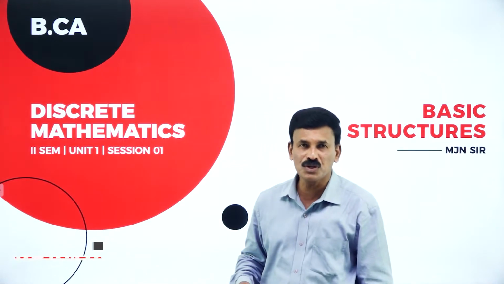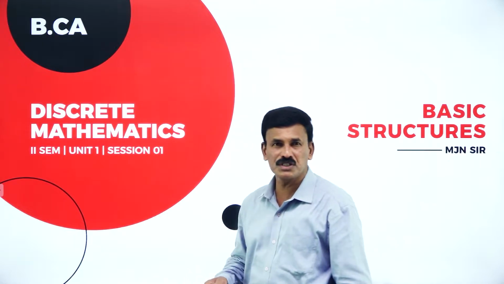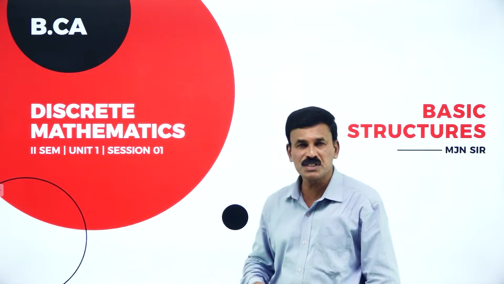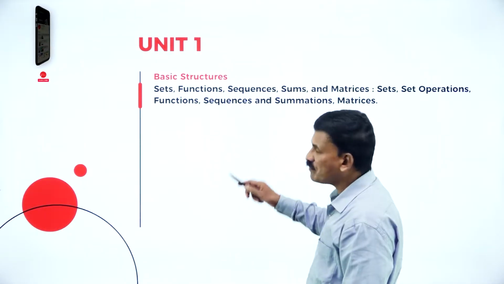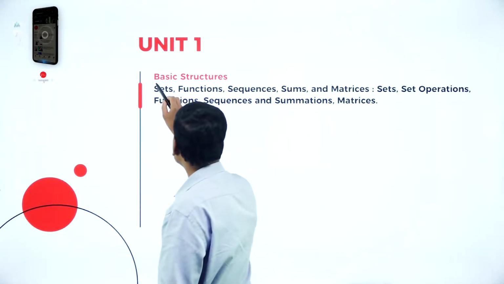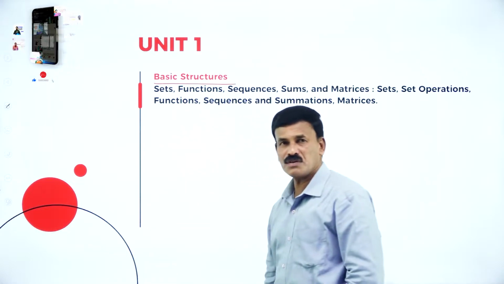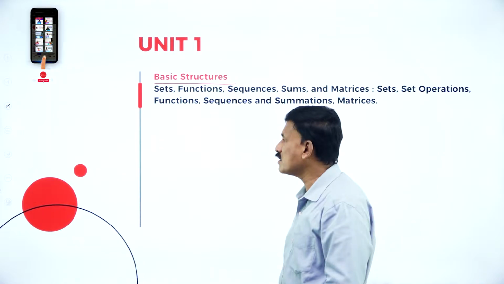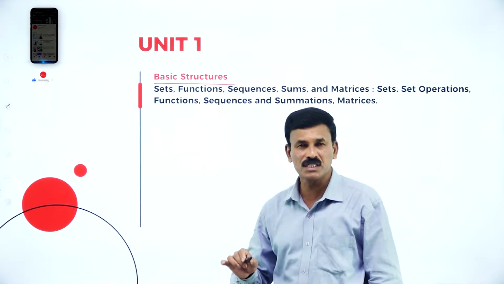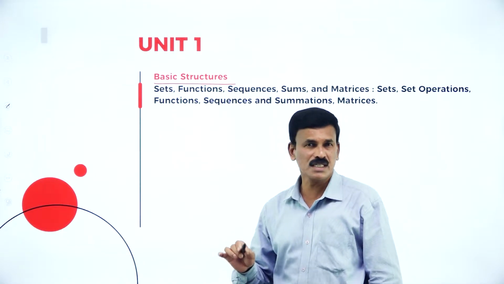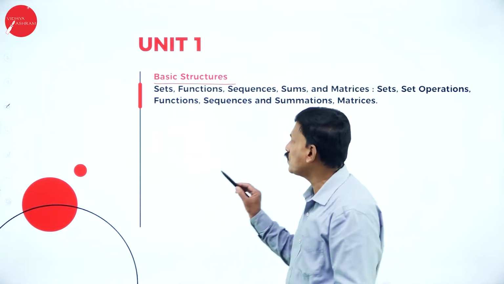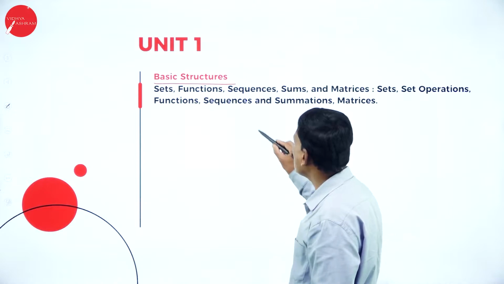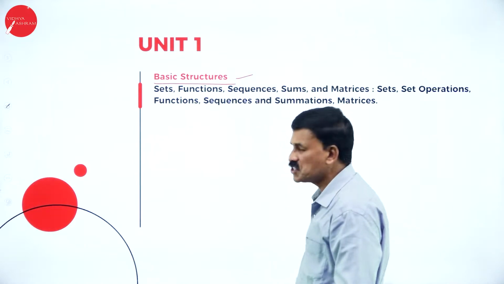Now in this session I am going to discuss a very important chapter in Discrete Mathematics for second semester BCA. That is, in the first unit we are going to study the basic structure. The first unit contains the detailed syllabus; actually you have 3 units in your syllabus, and each unit contains 20 marks. So the weightage for unit 1 is 20 marks, and here the first chapter is basic structure.